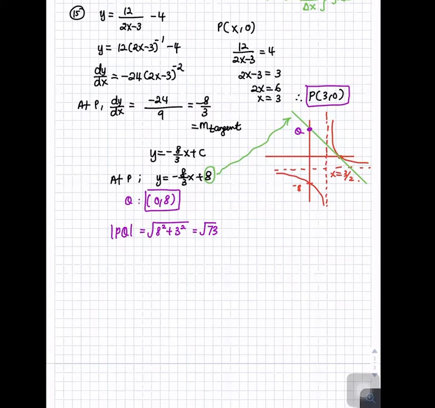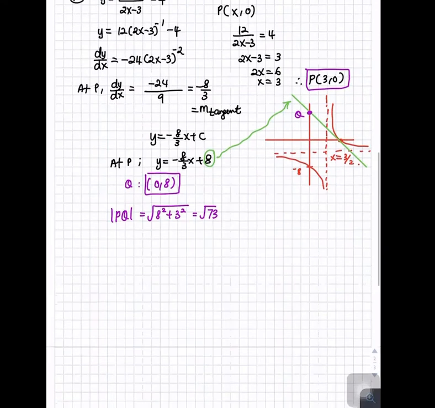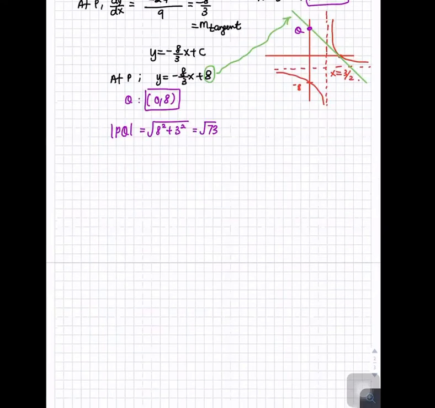The normal to the curve y equals 2x squared plus kx minus 3 at the point (3, -6) is parallel to the line x plus 5y equals 10. Find the value of k. Find the coordinates of the point where the normal meets the curve again.